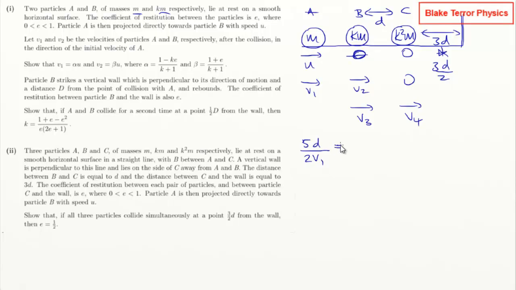And that has then got to be equal to, what is B doing? B is doing a distance D at V2, so we've got that in there, and then it's going to be doing another 3/2 D at V3. So we've got those things. Obviously, I can get rid of those D's. I need to know what V3 is.